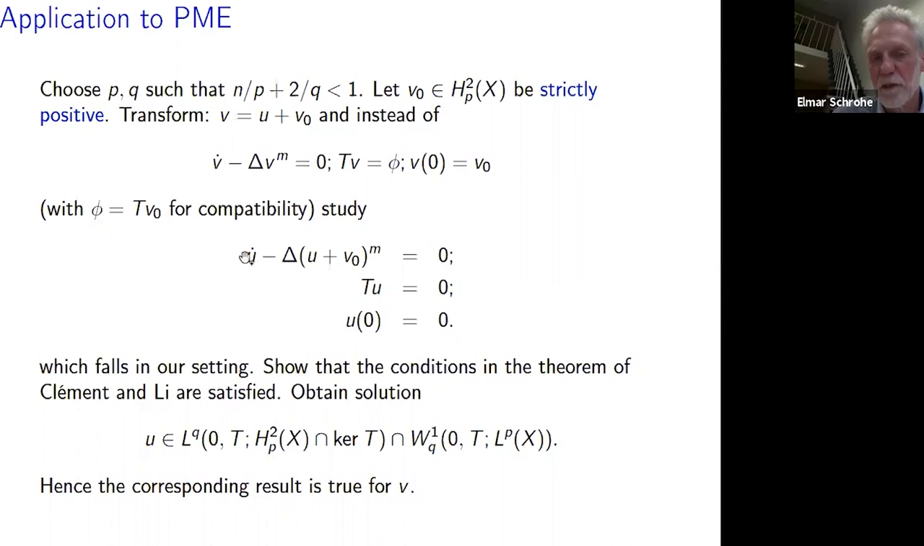And then we transform this to this problem, and now we're in our setting. We can solve this. At first glance, it seems as if you have too many zeros here. But remember that there's a V0 here that makes it different, right? Okay, so we apply the theorem of Clément and Li and obtain the solution. And that's it. Thanks for your attention.